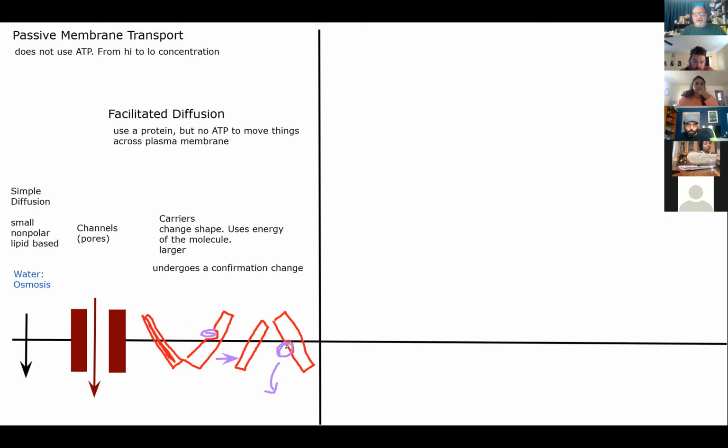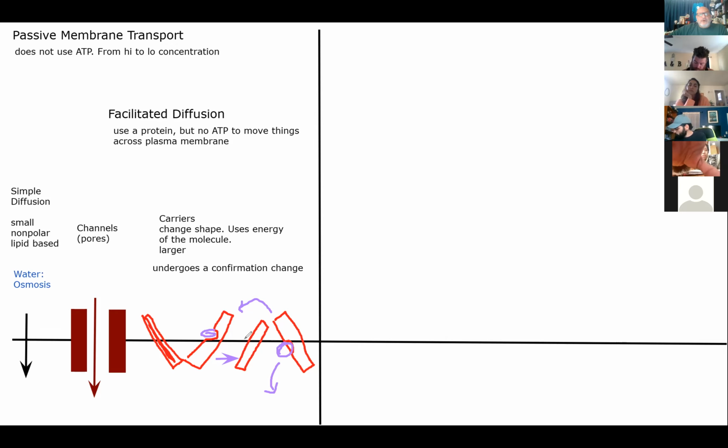And once the glucose lets go, guess what happens? It goes back to its original shape. And then a new glucose can bind to it, it changes its shape again, and it brings in that glucose. And then it goes back to its original shape. Again, notice the cell is not using any ATP to do this. It is just using the energy of the molecule. That is why this is still a passive diffusion, because no ATP is being used. All right, and so those are the two types of facilitated diffusion, our channels and our carriers.